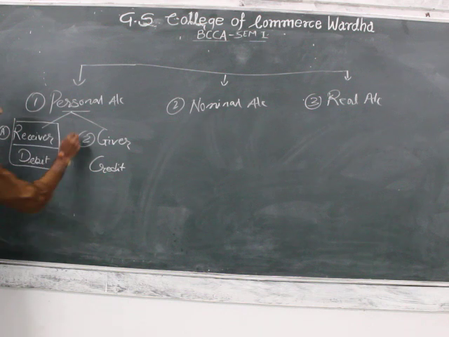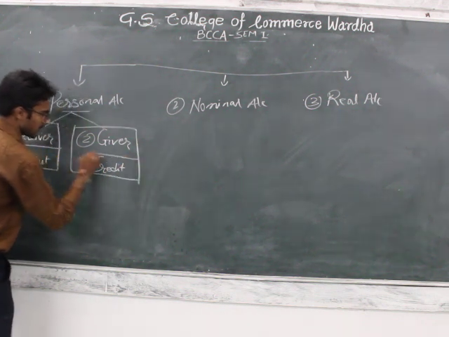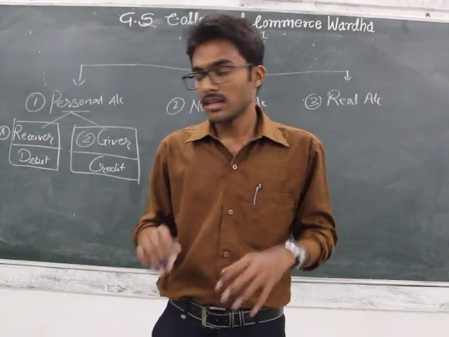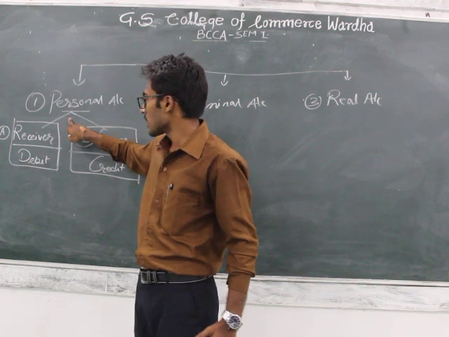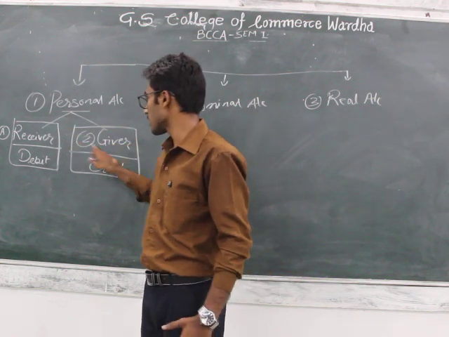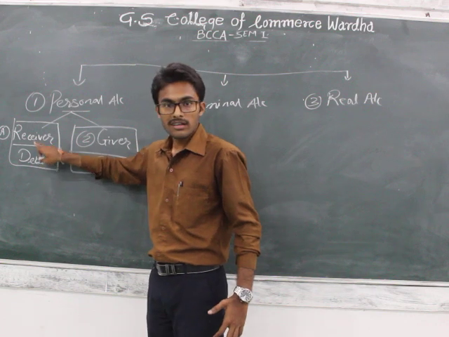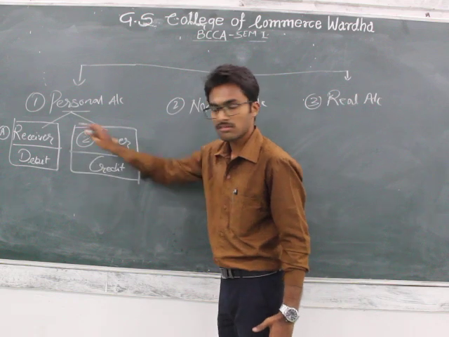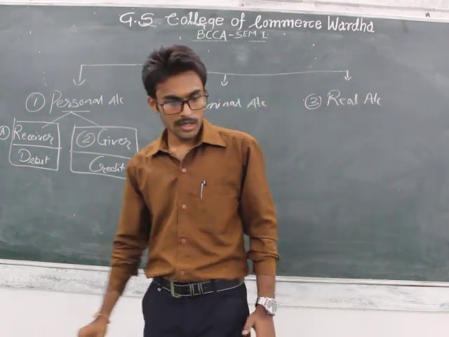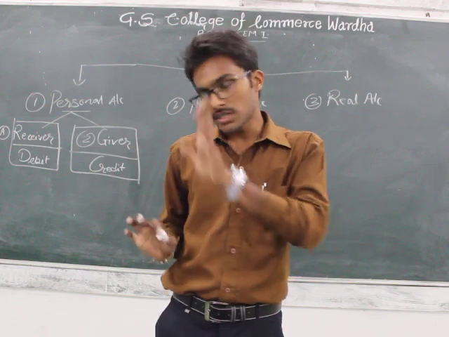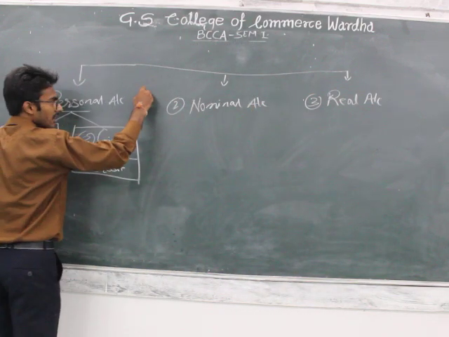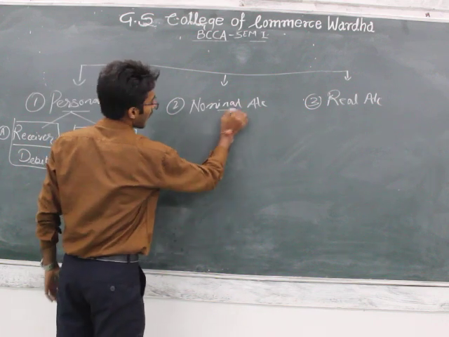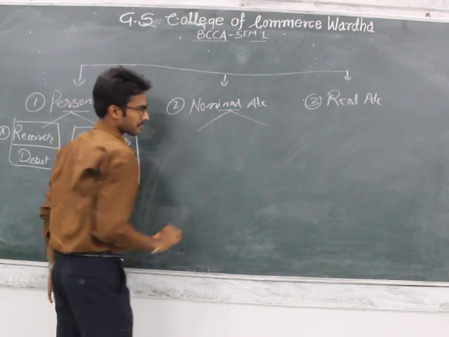Receiver debit, giver credit. You should understand and learn this. The personal account has two aspects, receiver and giver, where you debit the receiver and credit the giver. Debit the receiver, credit the giver. This is all about the personal account. Let us have an example for the nominal account. The nominal account also has two branches.